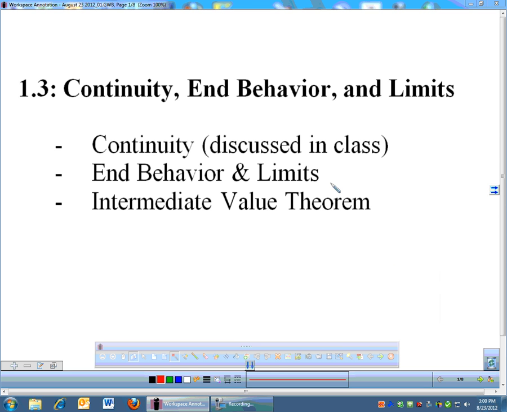All right, this is the section we started in class today. This is section 1.3 in the book. It's these three things: continuity and end behavior, which includes limits. We talked about continuity in class, so I'm not going to talk about that in the video. We're going to start with end behavior and limits, and then talk about something called the intermediate value theorem, which sounds kind of intimidating, but it's really not.